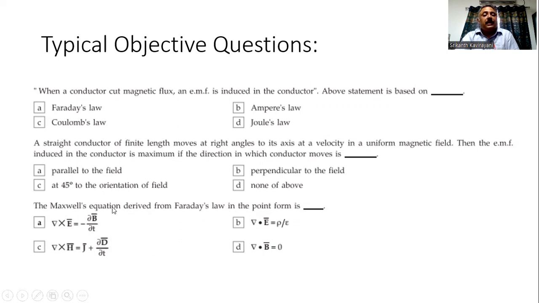And the last question: the Maxwell's equation derived from Faraday's law in point form is del cross E equal to minus dou B by dou t, del dot E equal to rho by epsilon, del cross H equal to J plus dou D by dou t, or del dot B equal to 0. So basic remembrance of the equations is very important, because in competitive exams you should be able to answer this question just by memorizing the basic Maxwell's equations, without looking into other equations or deriving it.